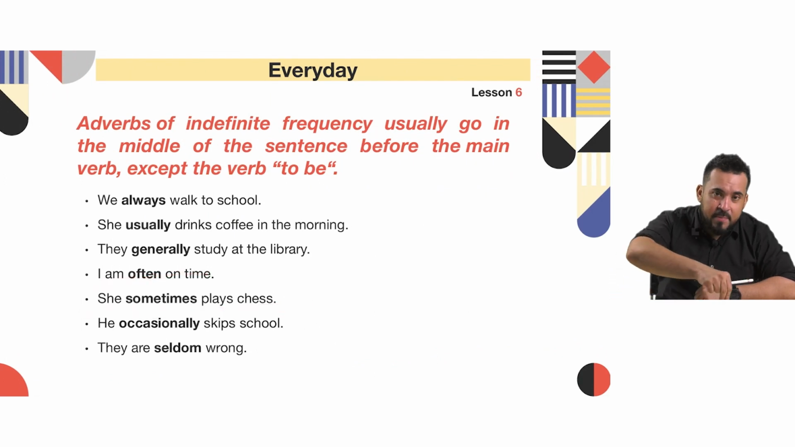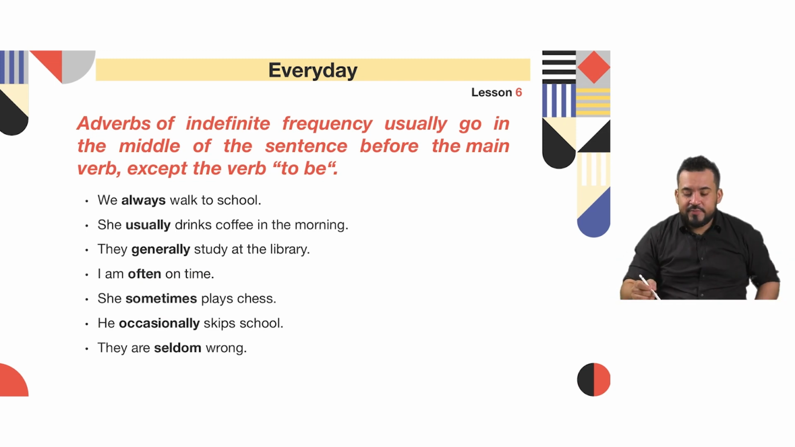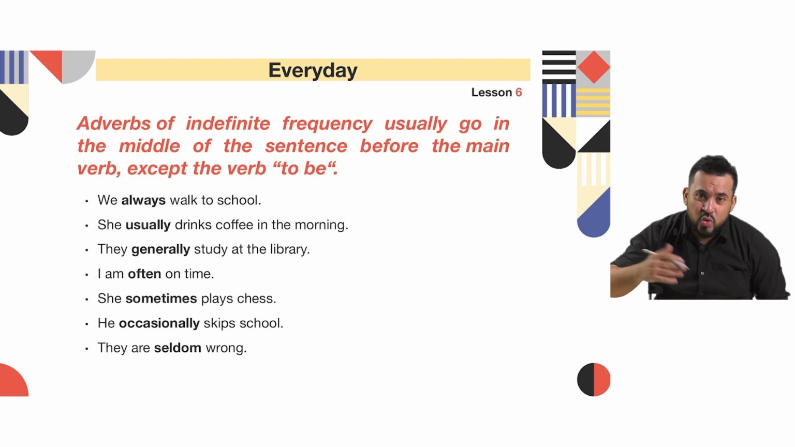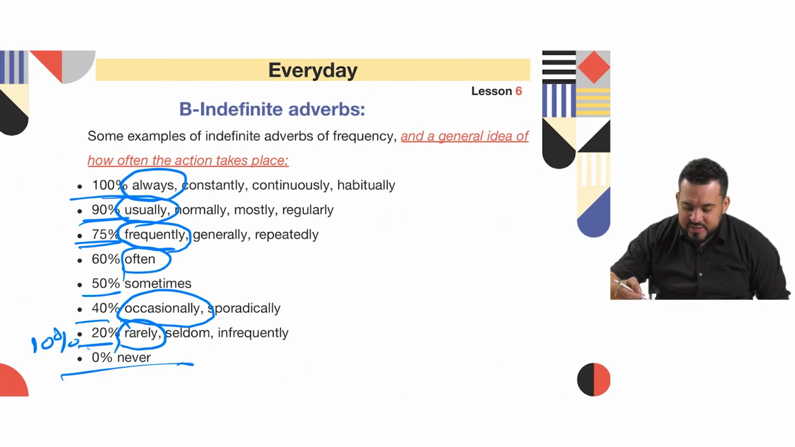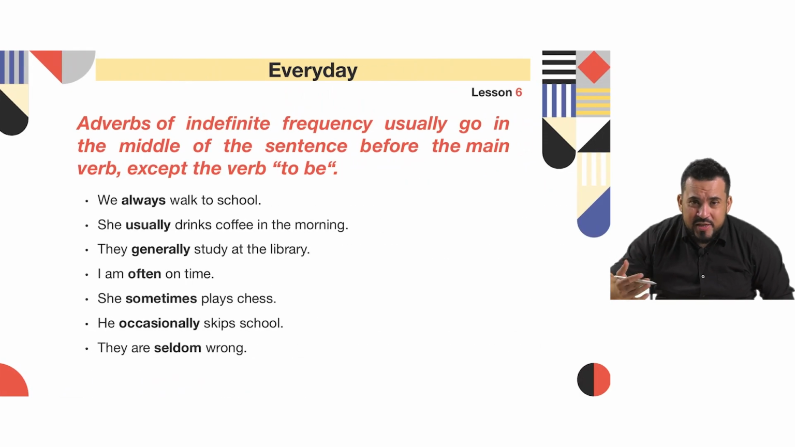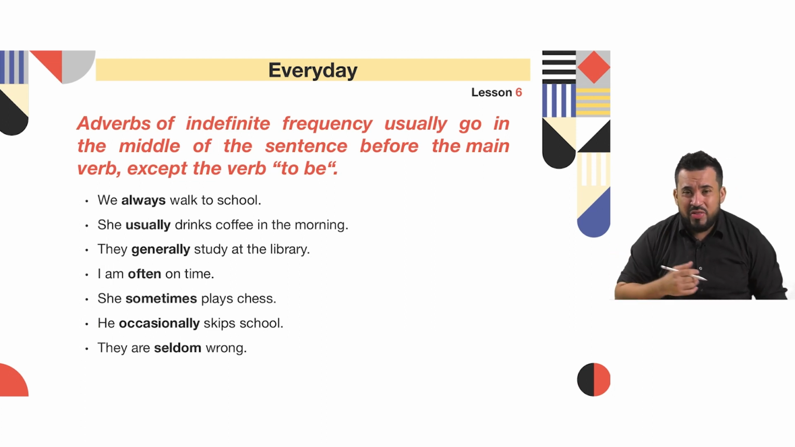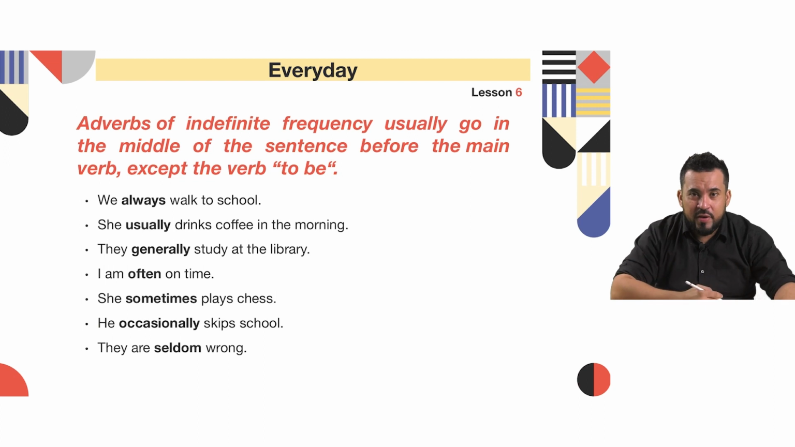She sometimes plays chess. 50%. He occasionally skips school. He occasionally skips school. It means every now and then he'd skip school. What does that mean, skip school? It means don't go to school. They are seldom wrong. That means seldom is another word for rarely. They are seldom wrong, or they're rarely wrong. It means they are mostly right, but every now and then they might get it wrong.